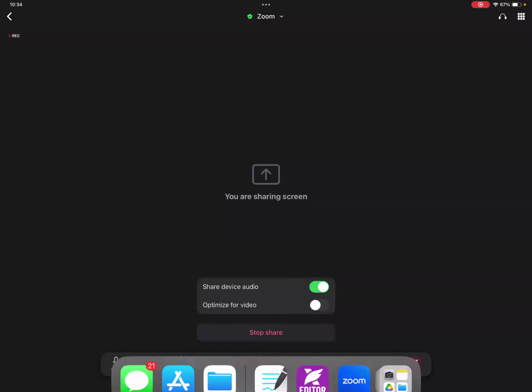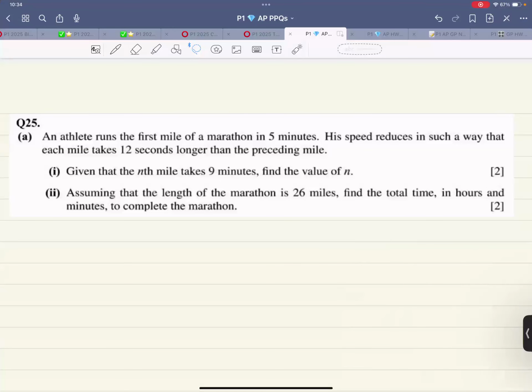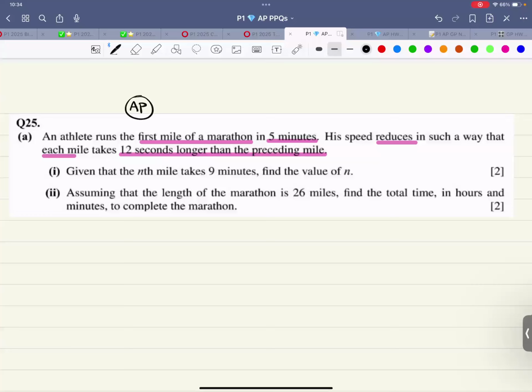So now people, let's have a look at this particular question. The question says, an athlete runs the first mile of a marathon in 5 minutes. His speed reduces in such a way that each mile takes 12 seconds longer than the preceding mile. What do you expect over here? What are the terms? The terms are minutes. So first of all, you have to realize that this is an AP, because there is a common or constant difference.